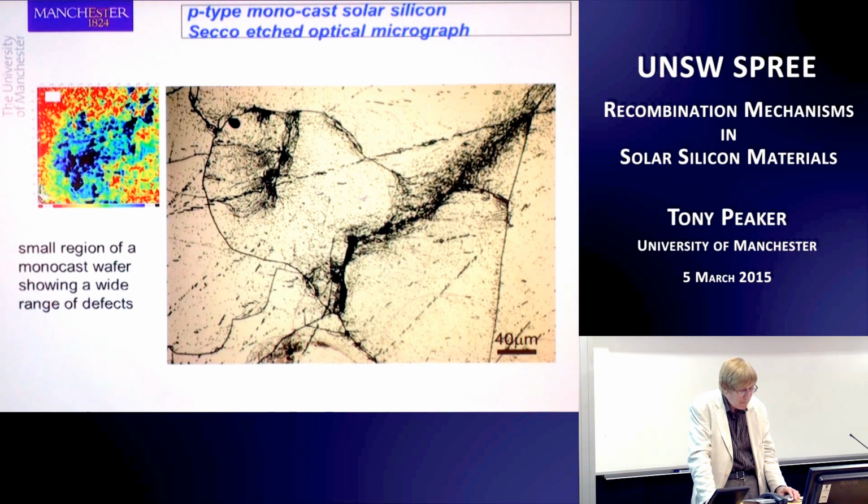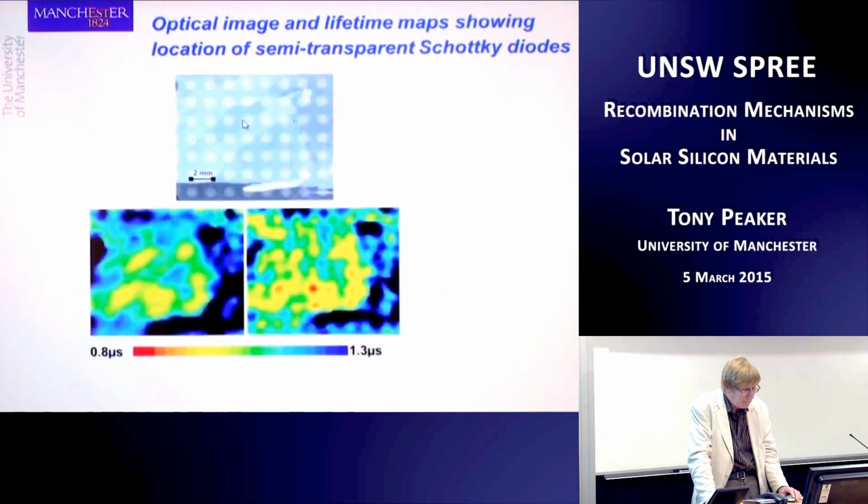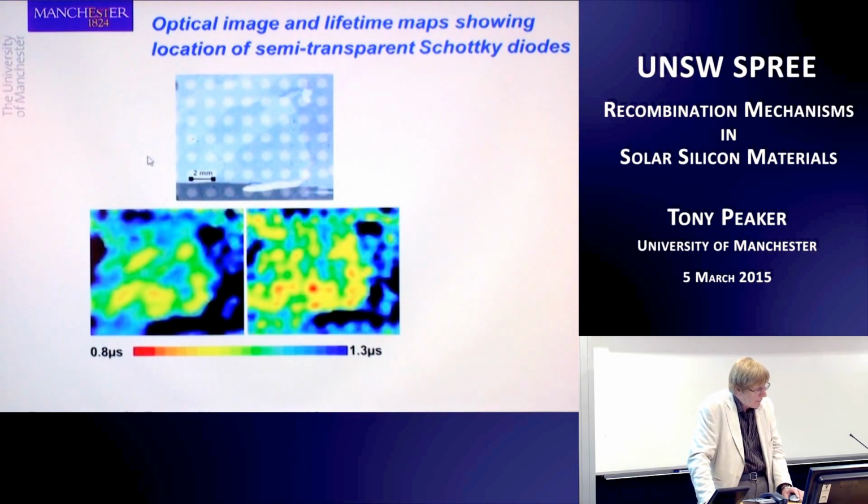So if you put a Schottky diode on there, like that, we can see where it is in the lifetime map. We started off doing this on 0.5 millimeter Schottky diodes, because this was about the resolution of the lifetime method. But you put a diode 0.5 millimeter, and we can now go down to about 100 microns.